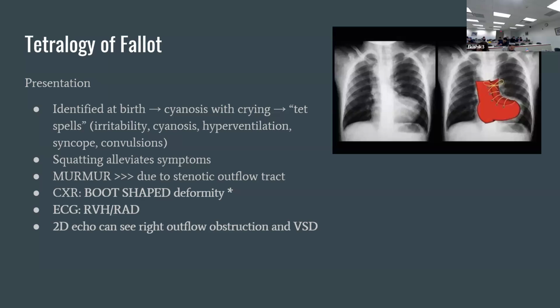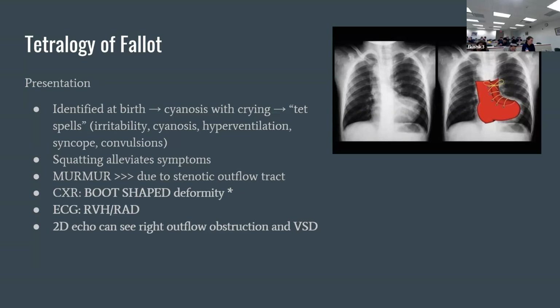This will be identified at birth. So the clinical vignette they'll give you on your boards is they will present with TET spells at birth. So when the baby comes out crying, they'll turn blue. They'll have irritability, cyanosis, hyperventilation, syncope, and possible convulsions. Squatting will alleviate the symptoms because of pressure changes. And the murmur is due to the stenotic outflow tract. So you may hear a pulmonic stenosis-like murmur.